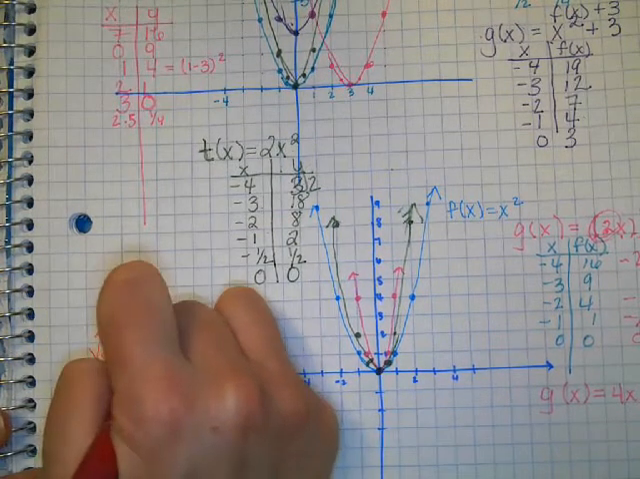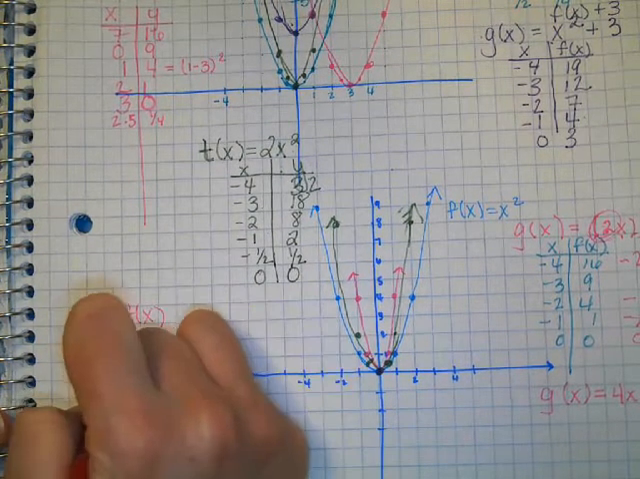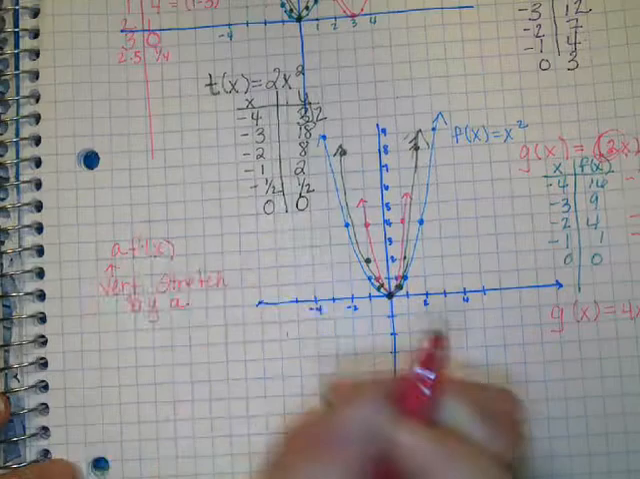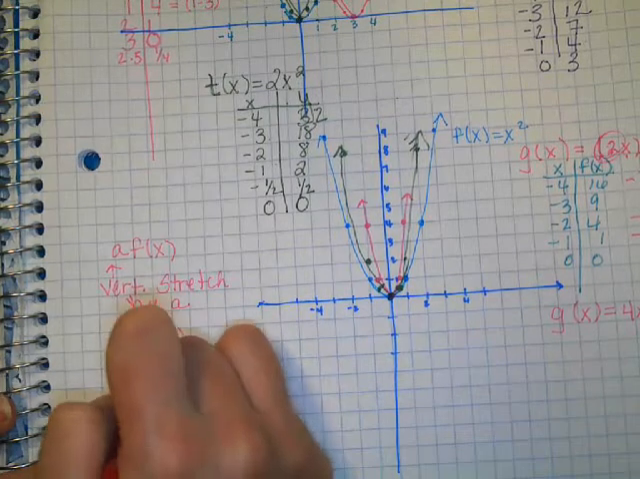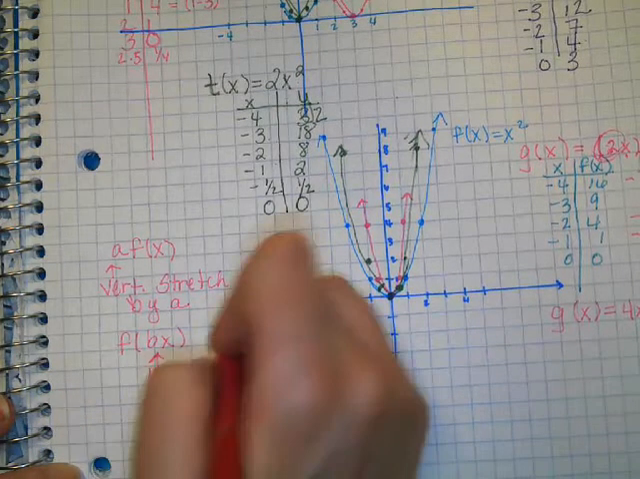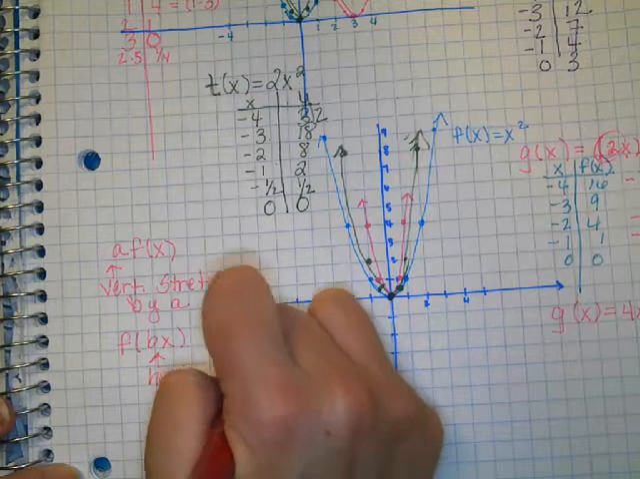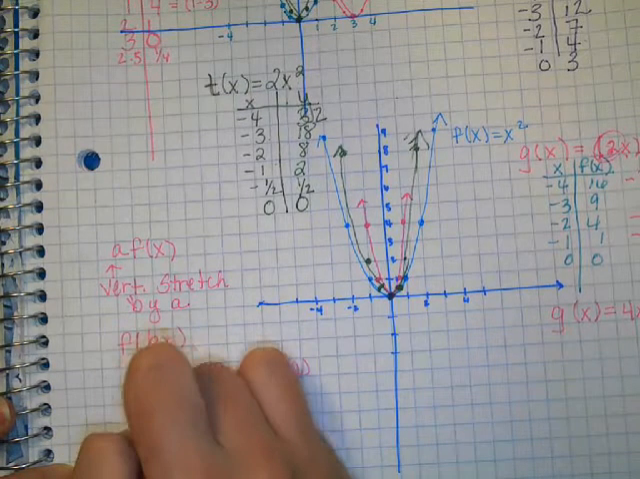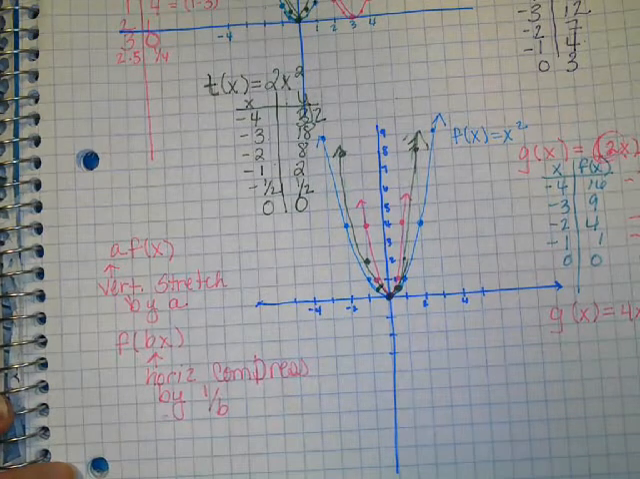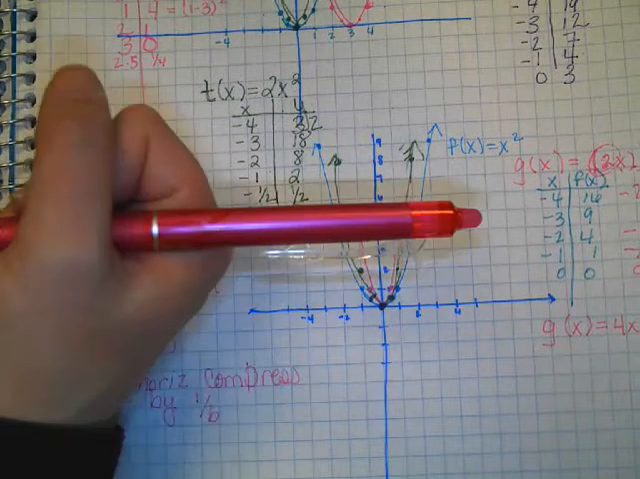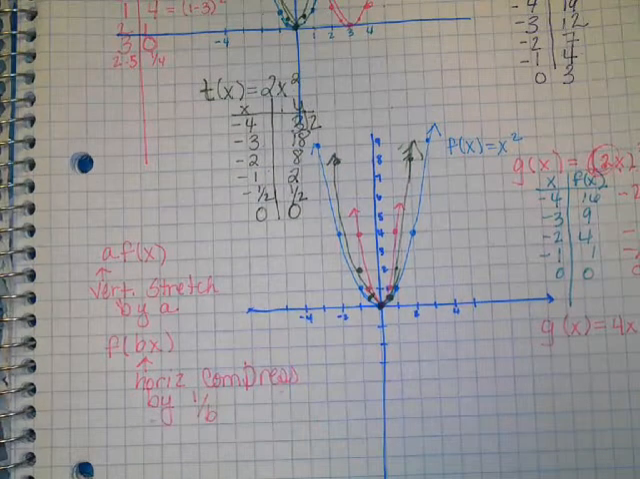So that means if I have a times f of x, that is a vertical stretch by a. But if I have f of bx, that is a horizontal compression by 1 over b. All right? Opposite when it's inside. Just like a negative actually moves it to the right, when I multiply, I'm actually dividing.